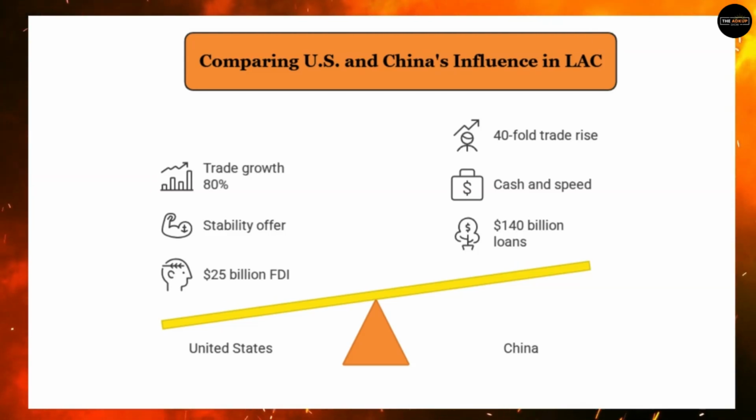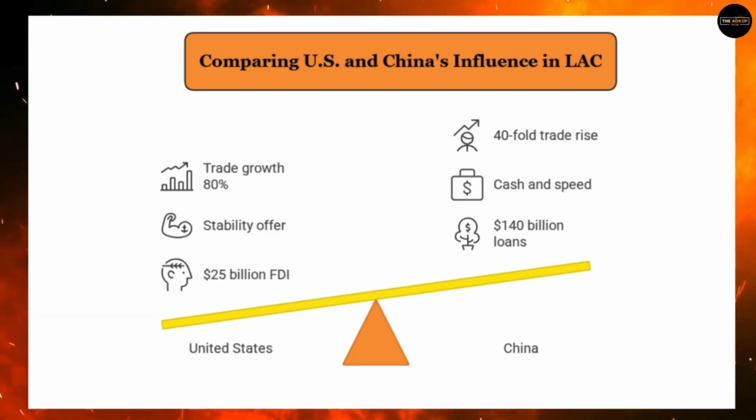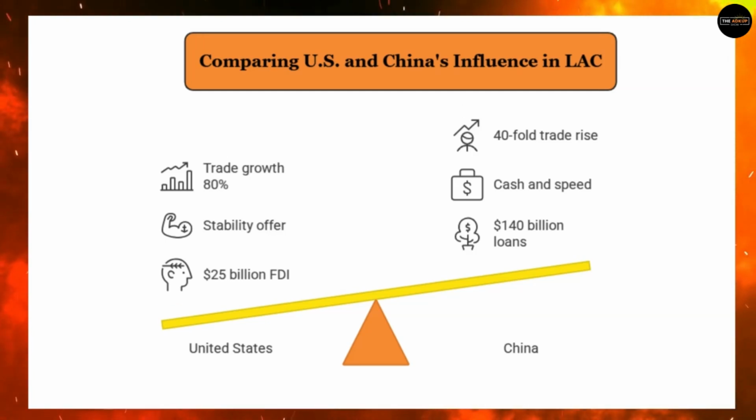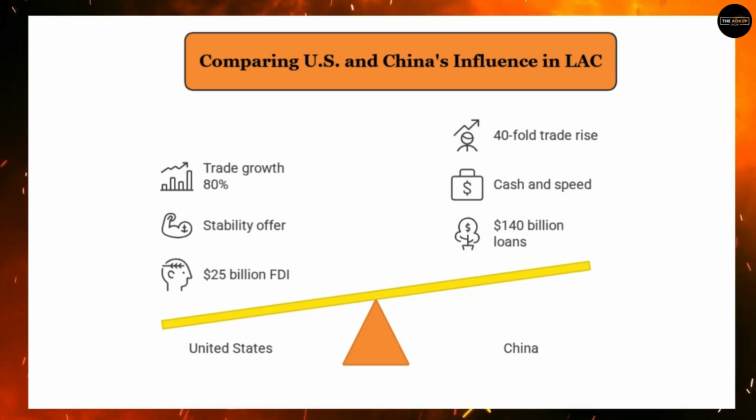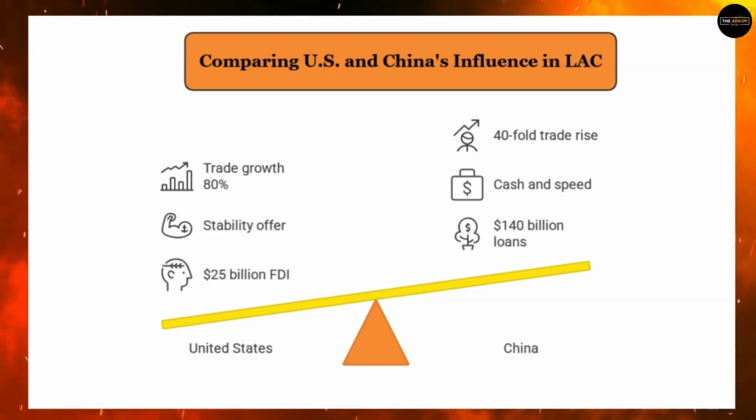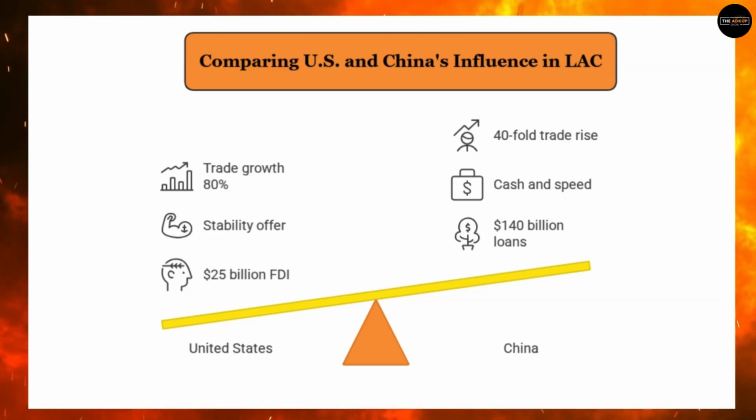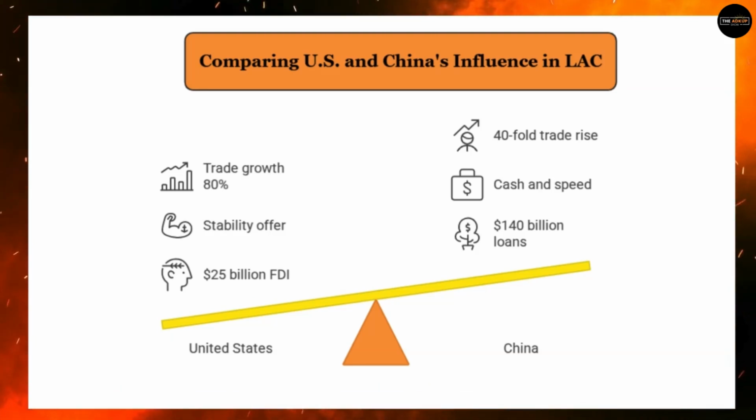Eight LAC presidents visited China in 2023, which shows that LAC has big expectations from China. US offers stability, China offers cash and speed, but both have downsides. LAC is stuck exporting commodities either way, copper to China, oil to the US, and diversification is a pipe dream.